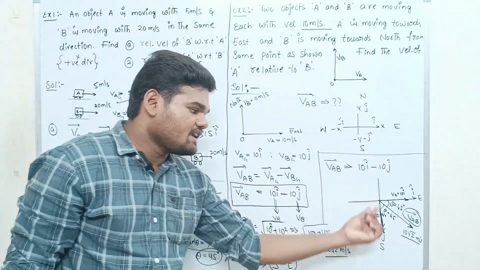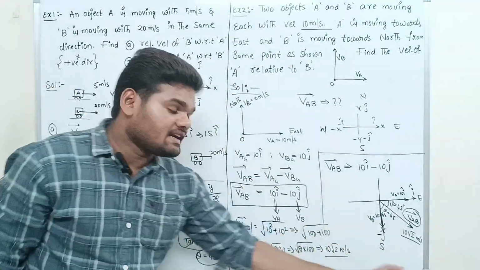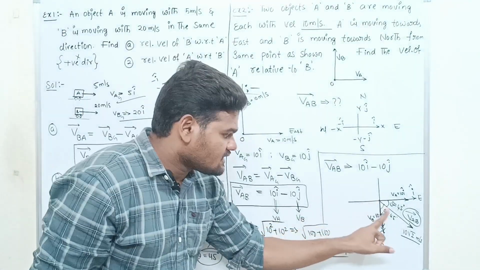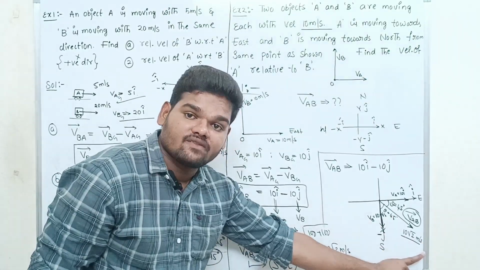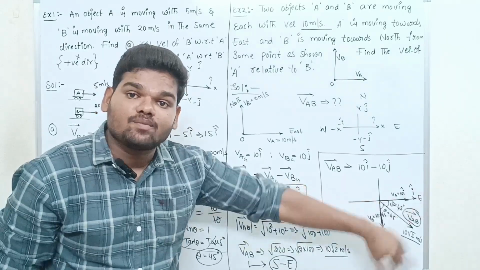This is along the negative y-axis. This is their resultant. Their resultant can be given by the magnitude. After doing the magnitude, I got 10 root 2. So the resultant of these two velocities is equal to how much? 10 root 2 meter per second, and it is making an angle theta equal to 45 degrees from the positive x-axis.